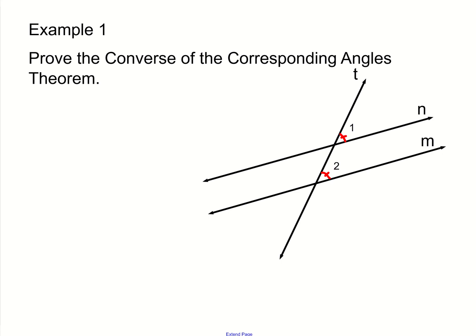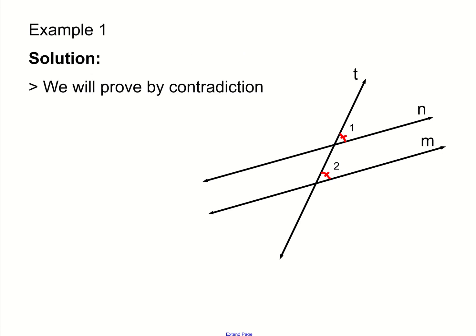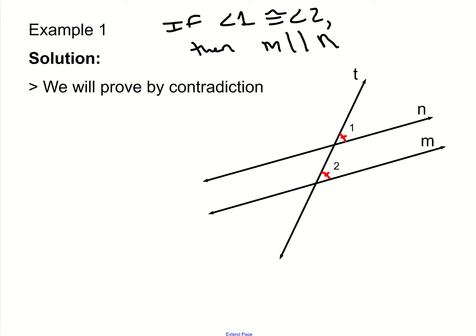So the way that we're going to prove this is by contradiction. So let me explain what that means. So we know that if angle 1 is congruent to angle 2 in this diagram, so suppose that that's true, then M is parallel to N, right, in this diagram. So that means that the lines are parallel.